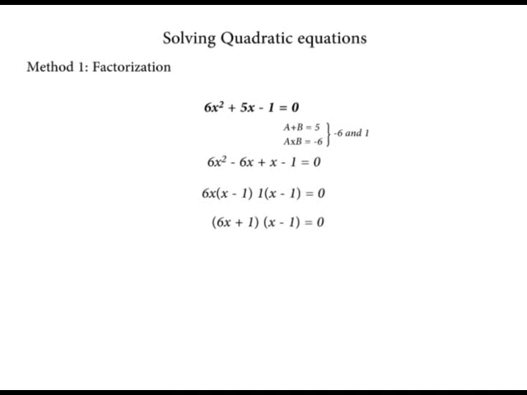Now at this point, either 6x plus 1 is equal to 0 or x minus 1 is equal to 0. If 6x plus 1 is equal to 0, then x is equal to minus 1 over 6. If x minus 1 is equal to 0, then x is 1. Quadratic equations always have two answers.